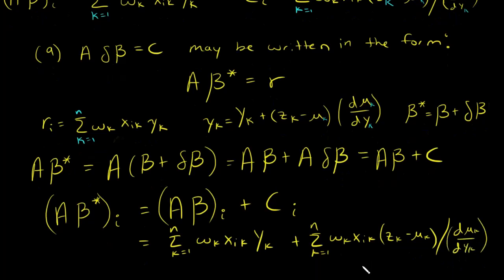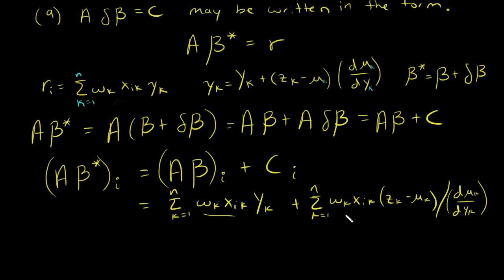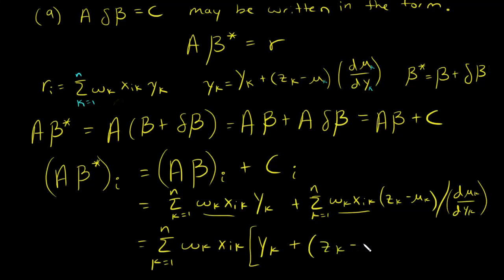Then I notice that this and this are the same, and I'm summing over k for both pieces of the sum, so I can pull that sum out. So k equals 1 to n, I don't need to write it twice. Then xik, and I have yk, so I pull out this piece here, so then I need my parentheses, plus zk muk d muk dyk. Close those parentheses.